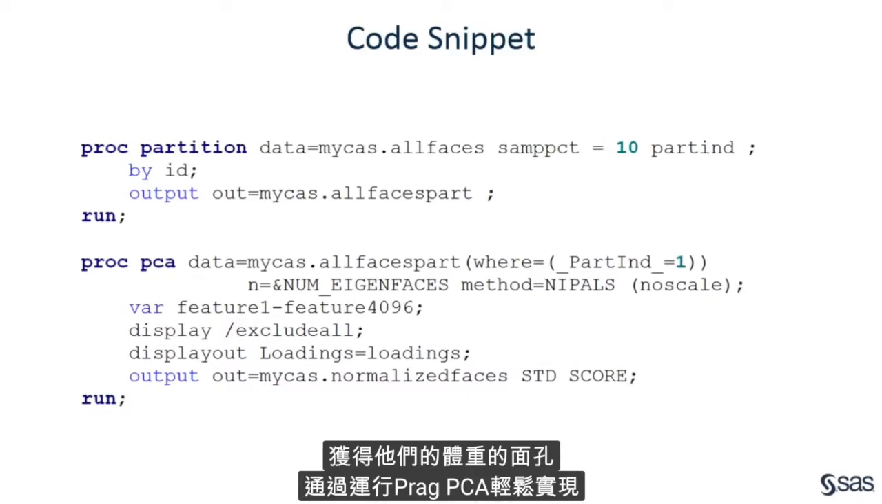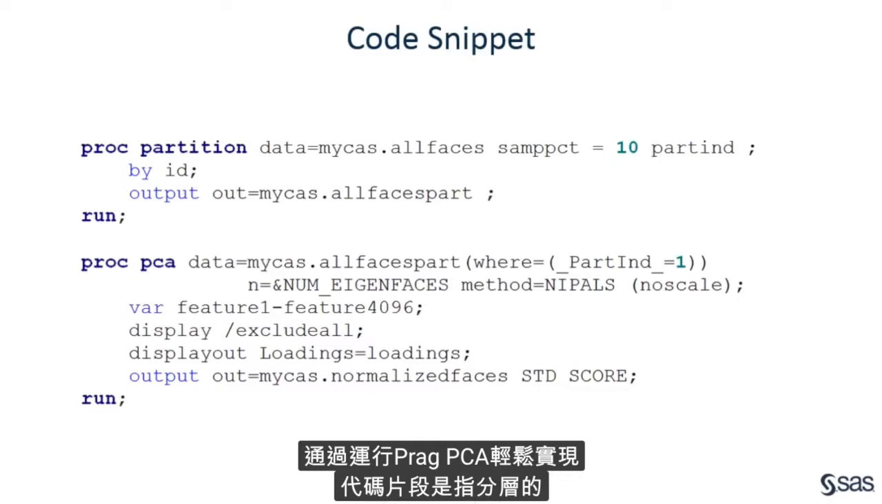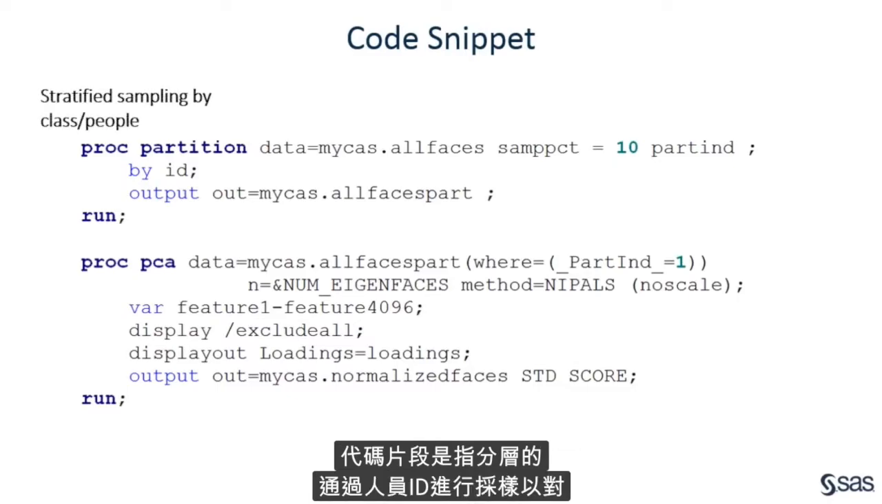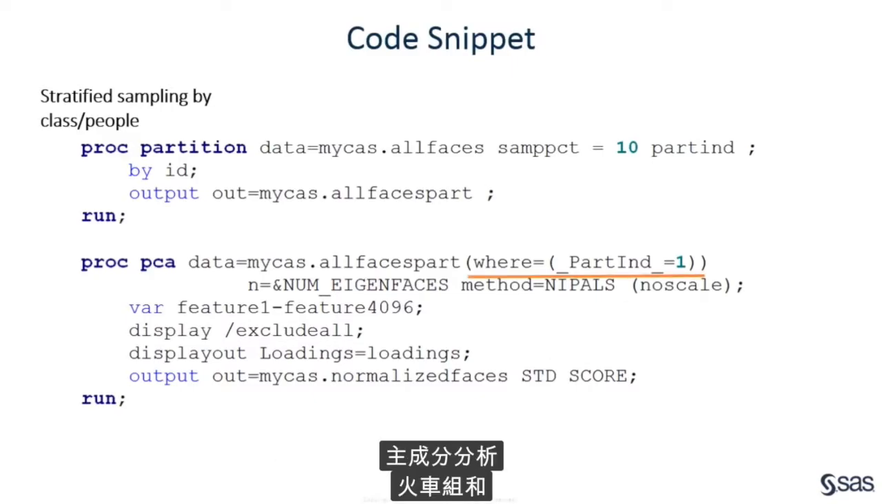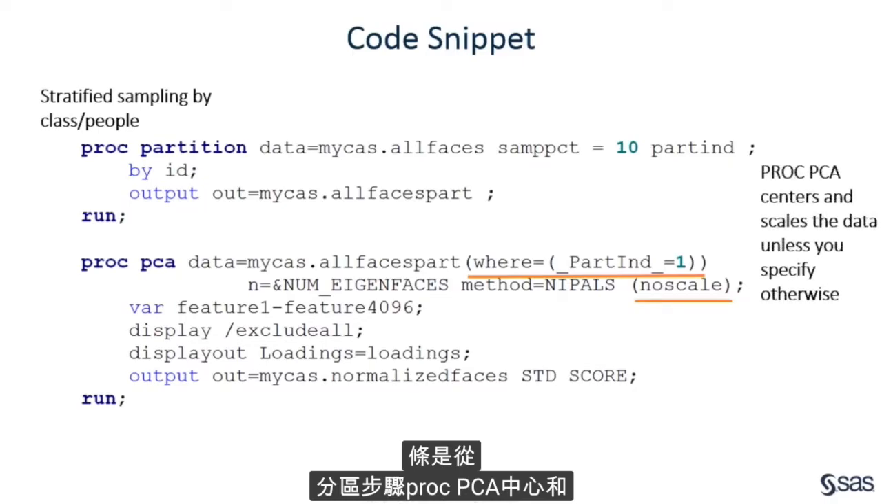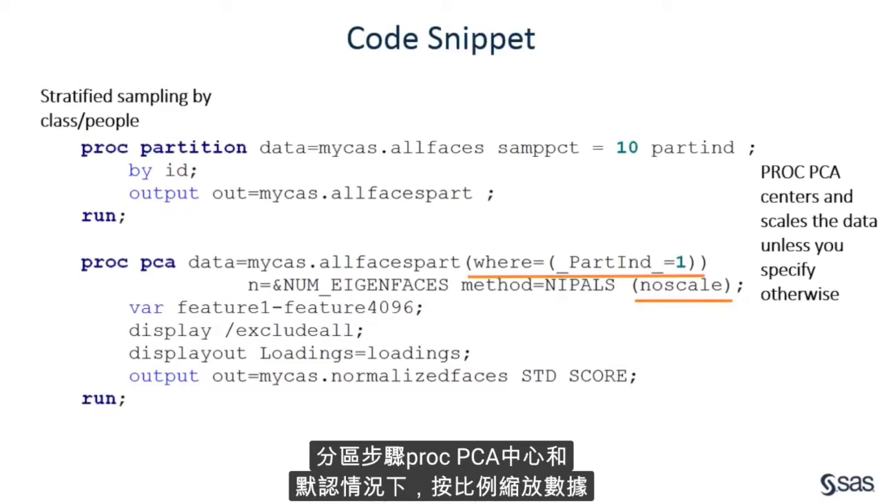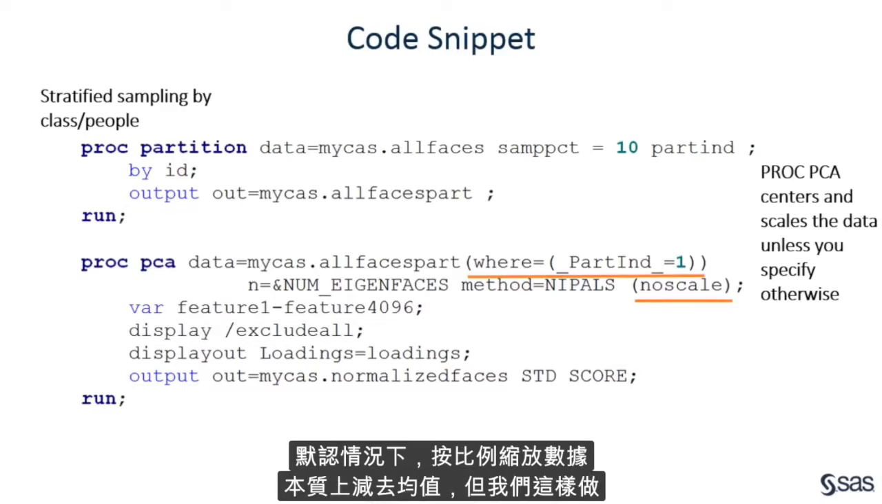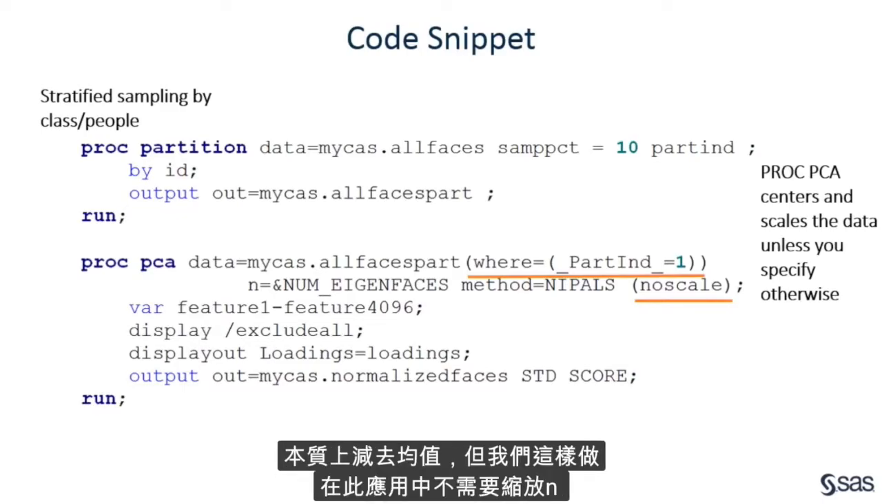In SAS Visual Data Mining and Machine Learning, you can obtain eigenfaces and their weights easily by running PROC PCA. Here is a code snippet. We first do a stratified sampling by person ID to partition the data into train and test sets, the way I described earlier. Then, we do principal component analysis on the train set. _PartInd_ is an indicator created from the partitioning step. PROC PCA centers and scales the data by default. Data centering essentially subtracts the mean, but we do not need scaling in this application.